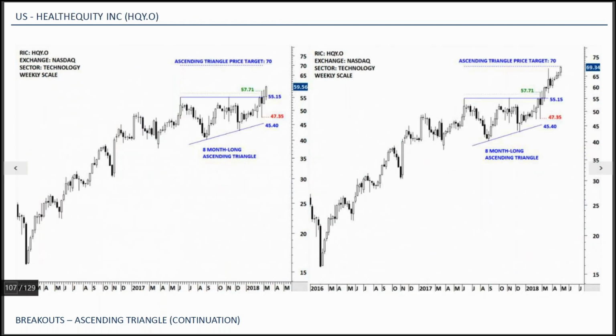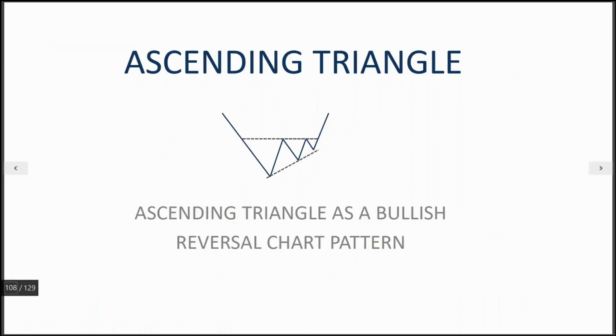US health equity, this was a recent breakout, ascending triangle, several tests of chart pattern boundary. Ascending triangle is a bullish chart pattern, and when we see it at the bottom, it also indicates that a trend reversal is approaching. So it can act as a bullish reversal chart pattern.